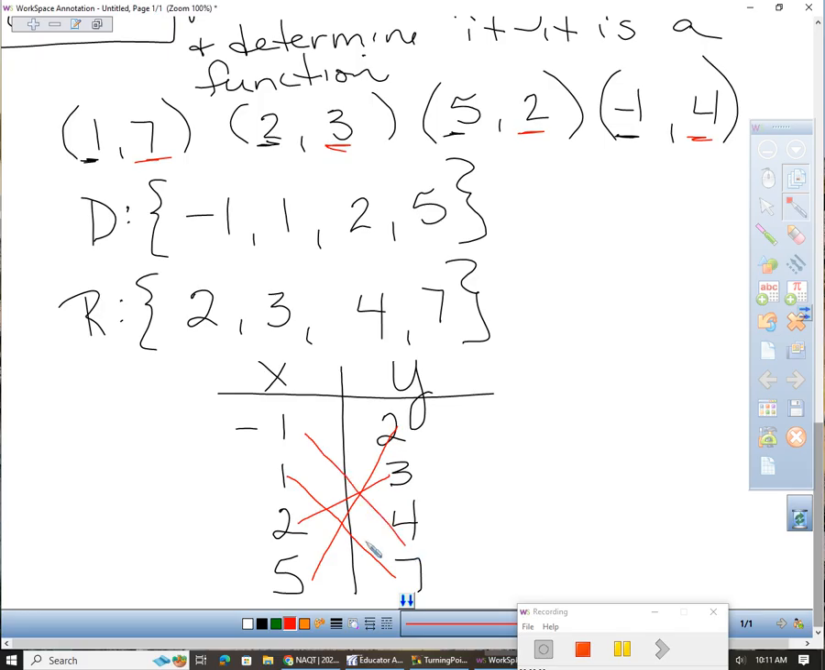The last thing we do is we look at our mapping diagram. As long as there is only one line from each of these x values, then we can say yes. So here, there's only one line coming from each one of these. So we say yes, it is a function.